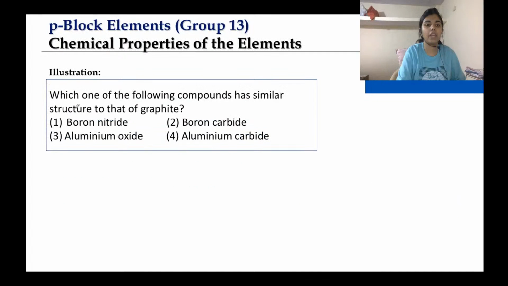Now you tell me, which one of the following compounds has a similar structure to that of graphite?